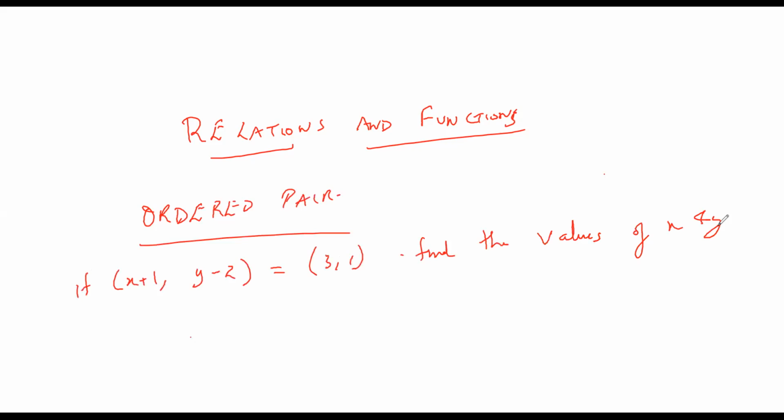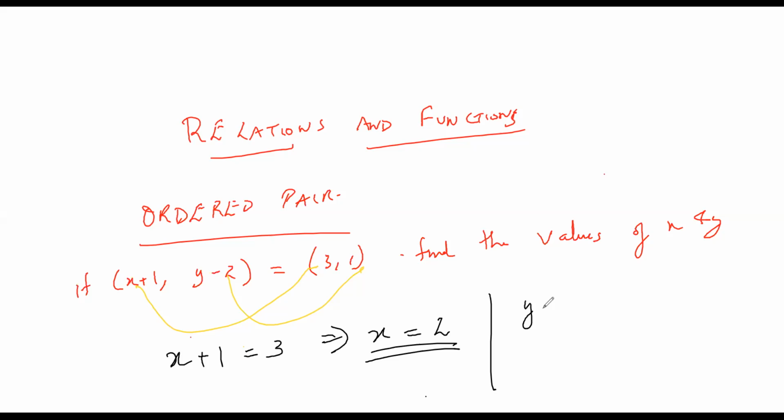With common sense, x plus 1 is equal to 3 and y minus 2 is equal to 1 respectively. So x plus 1 is equal to 3, which implies x is 2 itself. And the next one, y minus 2 is equal to 1, so y is equal to 3 itself. So this is nothing but the ordering of a pair, the ordered pair.